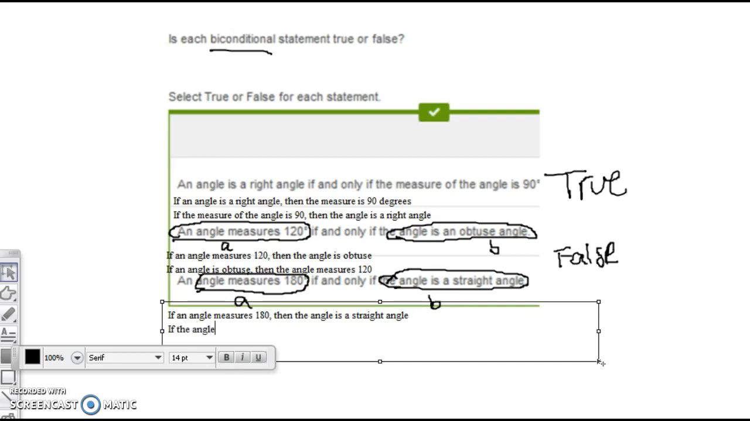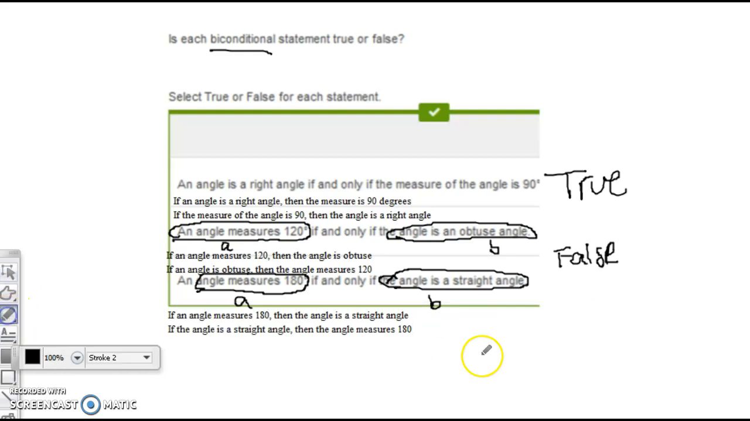If the angle is a straight angle, then the angle measures 180 degrees. That's also true. If you have a straight angle, then you know it equals 180 degrees. So because both the statement and its converse are true, then the biconditional statement is also true.